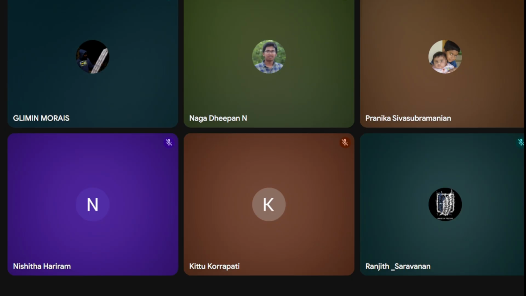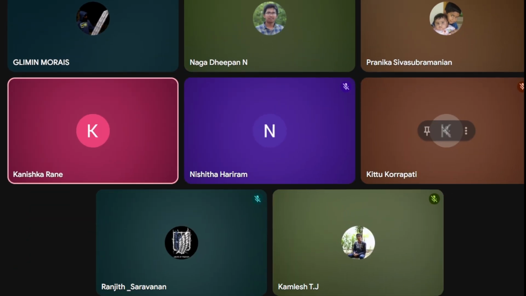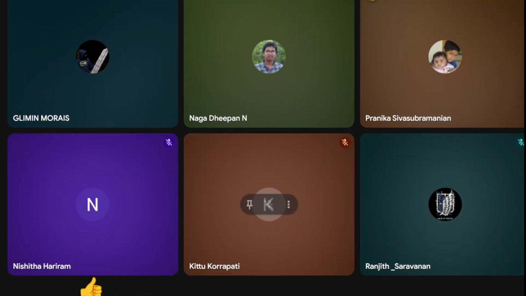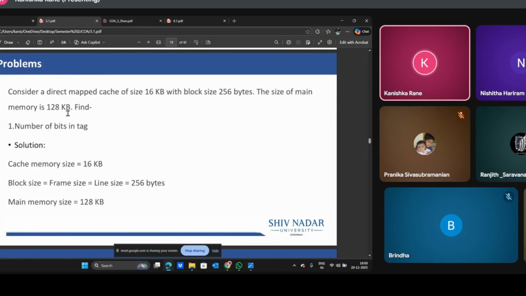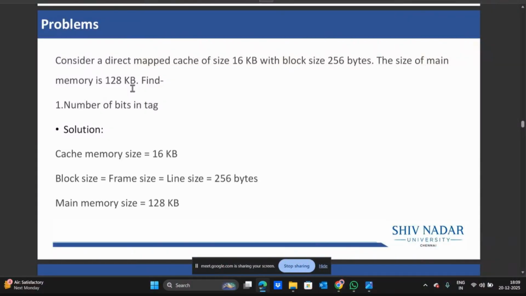Do you have any doubts, or was I clear or not? Yeah, consider a direct map cache of size 16 KB with block. Did you understand the block offset which I explained, or is it still confusing? Okay, we'll do this question if you let me know if you have any doubts.